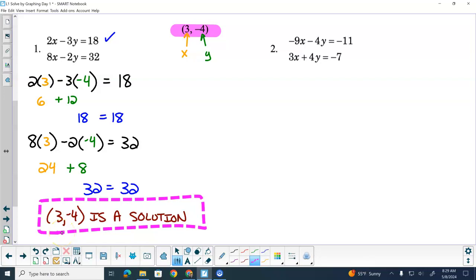Or you could put yes there. It is a solution. Or you could put solution. Let's try it in the next one.